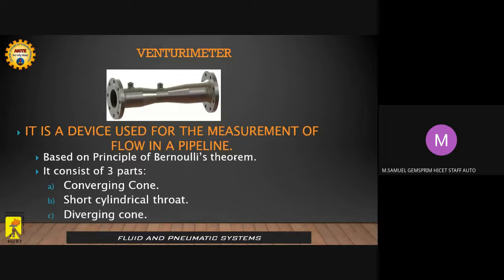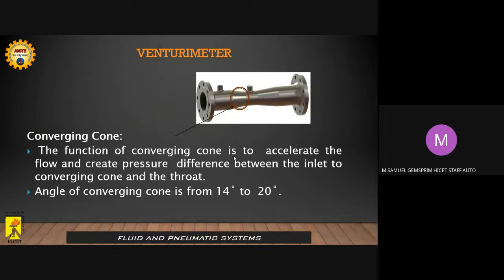Let me explain it. The first part is the converging cone. In this converging cone, the cross section is uniformly reducing. Since the cross section is reducing, the velocity increases. Thereby, this pressure and velocity change leads to a pressure difference between the pipe flow and the reduced fluid flow. So this is to create a pressure variation.